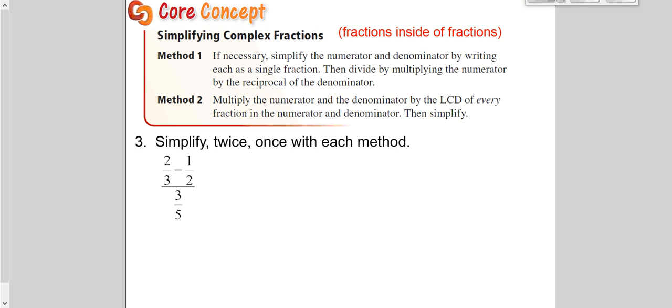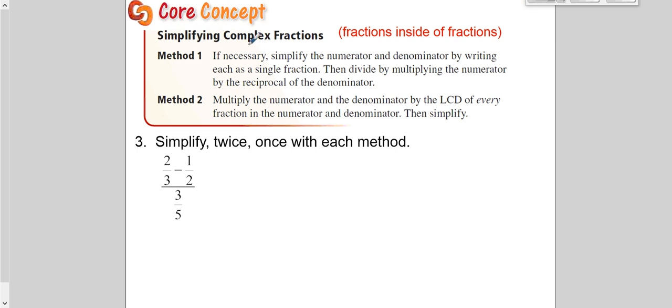Might be a good place to pause if you're watching the video, try some problems, and then come back when you're ready for complex fractions. Simplifying complex fractions. Those are fractions inside of fractions like this, except for it's going to be with algebra stuff. There are 2 different methods. I'm going to do this one problem with each of the methods so you can see that they both yield the same answer. Method 1, if necessary, simplify the numerator and denominator by writing each as a single fraction. Then divide by multiplying the numerator by the reciprocal of the denominator.